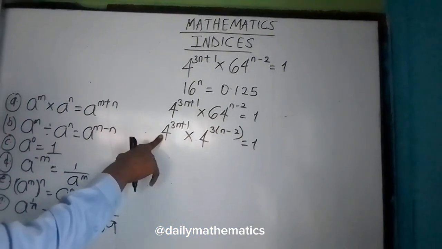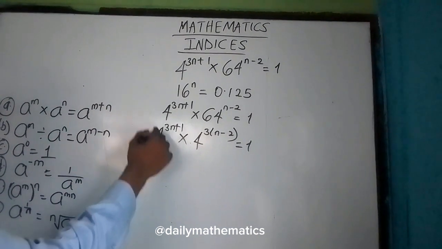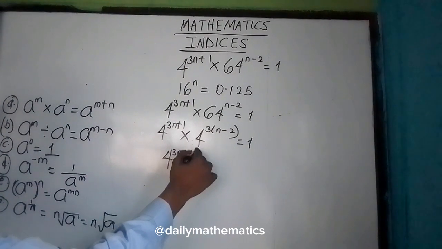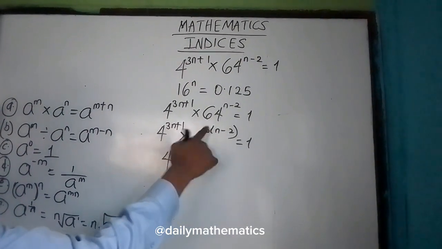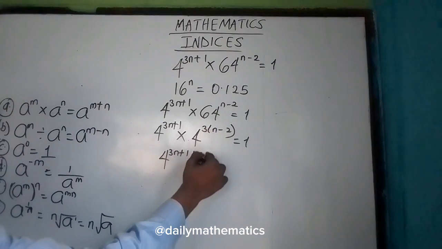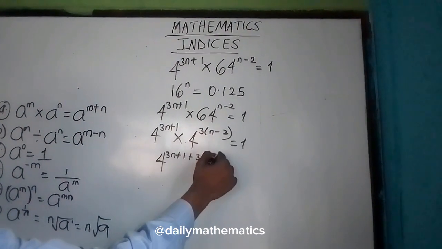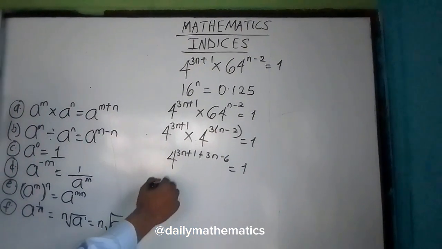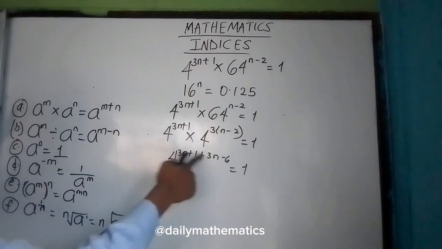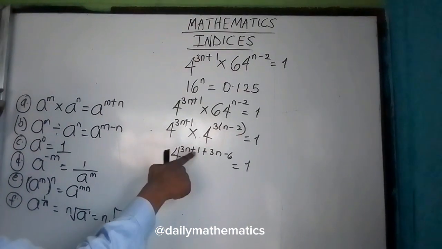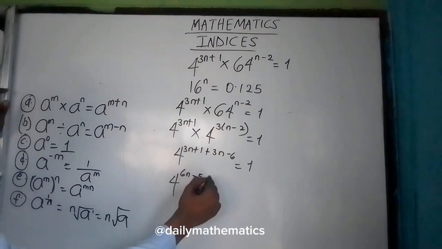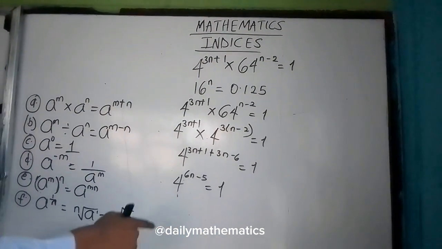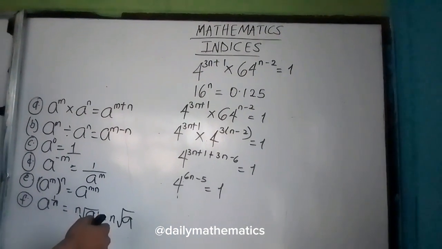So from here we have 4 here and 4 here. We can now take 4 raised to the power 3n plus 1 plus, expanding this bracket, 3 times n giving us 3n, minus 3 times 2 giving us 6, is equal to 1. From here we collect like terms. 4 raised to the power 3n plus 3n gives us 6n, and 1 minus 6 gives us minus 5, equals 1. So 4 raised to the power 6n minus 5 is equal to 1.